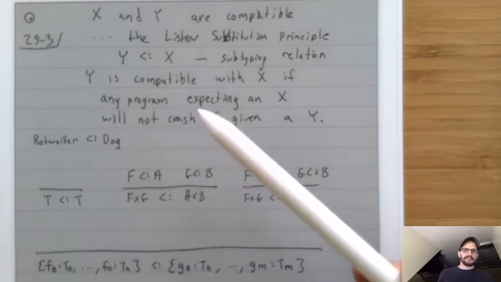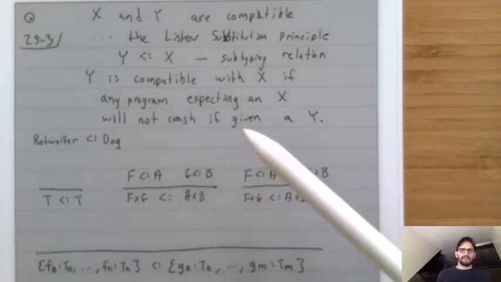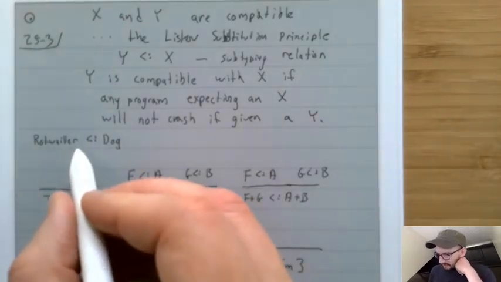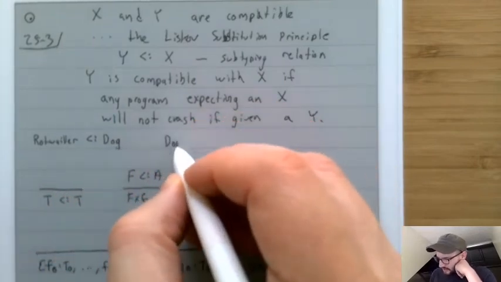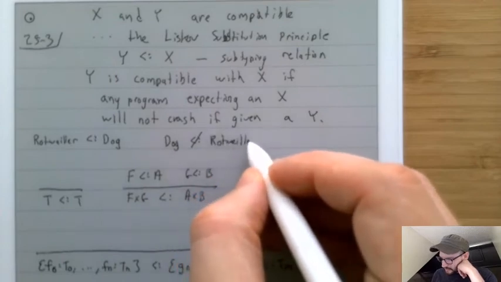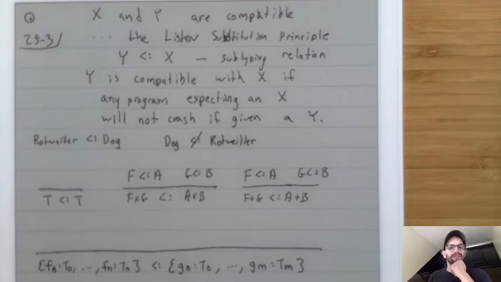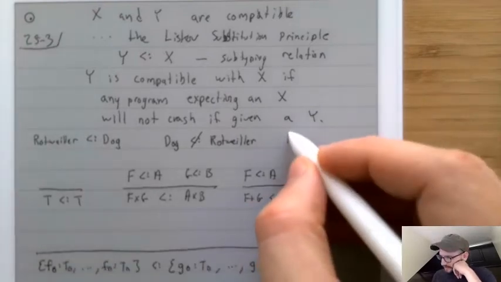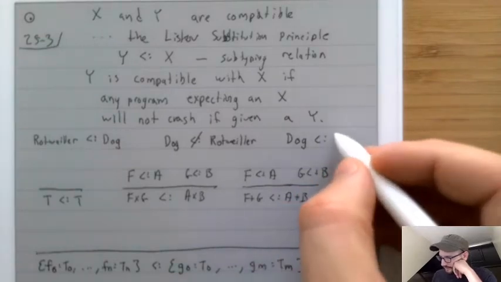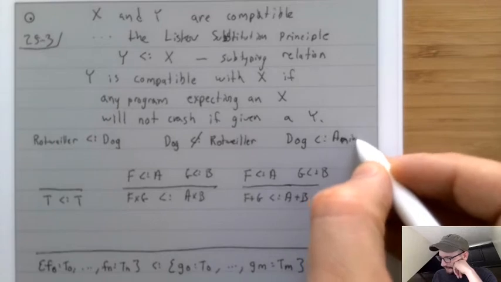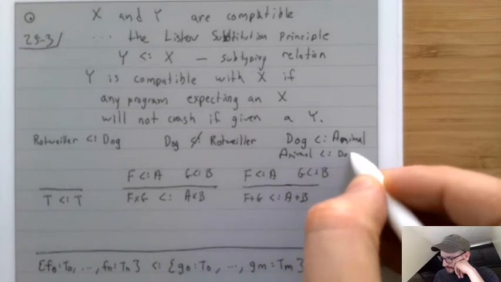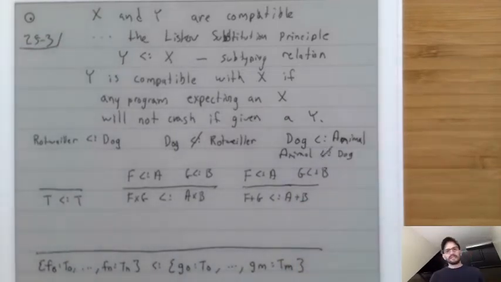So any program expecting an X will not crash if given a Y. So notice that Rottweiler is compatible with dog, but dog is not compatible with Rottweiler, because I can't give you any dog if you're expecting a Rottweiler. But dog is compatible with animal. But animal is not compatible with dog. Okay, so what's the principle here?